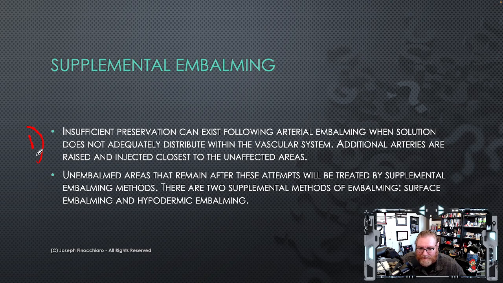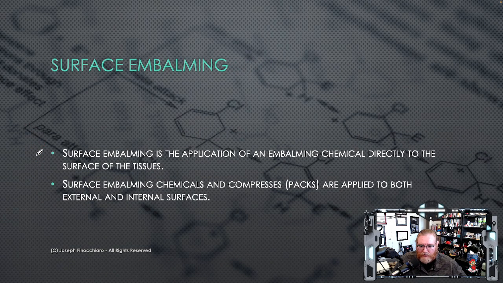There are two supplemental methods of embalming: surface embalming and hypodermic embalming. Surface embalming is the application of an embalming chemical directly to the surface of the tissues. Surface embalming chemicals and compresses/packs are applied to both external and internal surfaces. Now, there's an important thing here. The words compress and pack are used interchangeably in our industry. When we refer to a compress or a pack, we are talking about something that is applied to the external surface of the body.